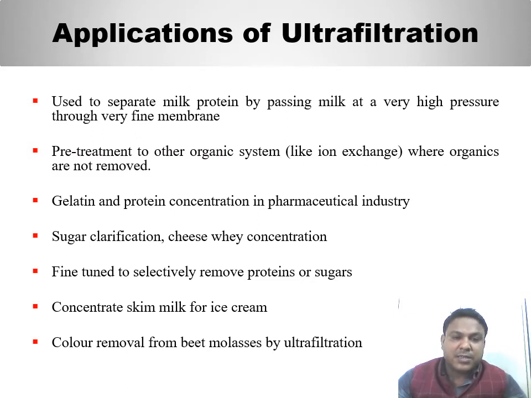Fine-tuned to selectivity, it can remove proteins or sugar. Concentrate skim milk for ice cream. Color removal for beet molasses by ultrafiltration. Other applications include color removal for different food products, and in the reverse osmosis process, where it is used as a pre-treatment. Ultrafiltration is used as a pre-treatment to prevent fouling by suspended organic material and colloidal materials. So there are ample examples where ultrafiltration is used in food processing as well as in preservation and in food waste management.